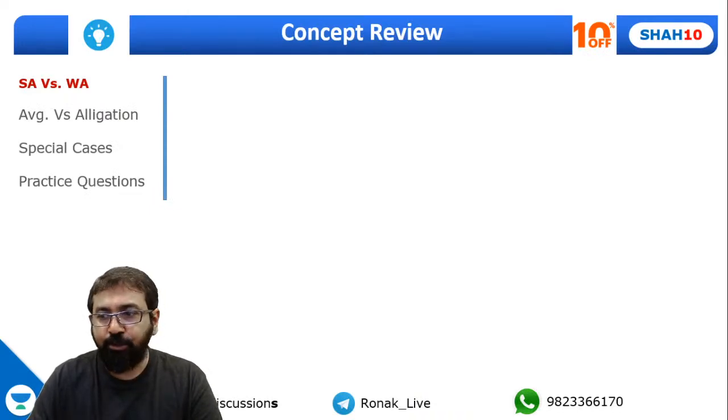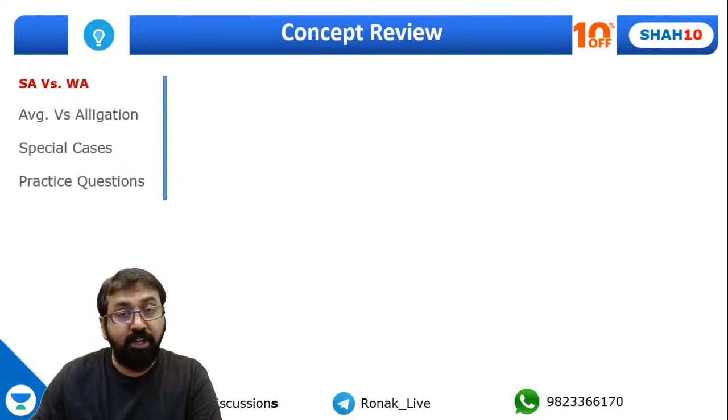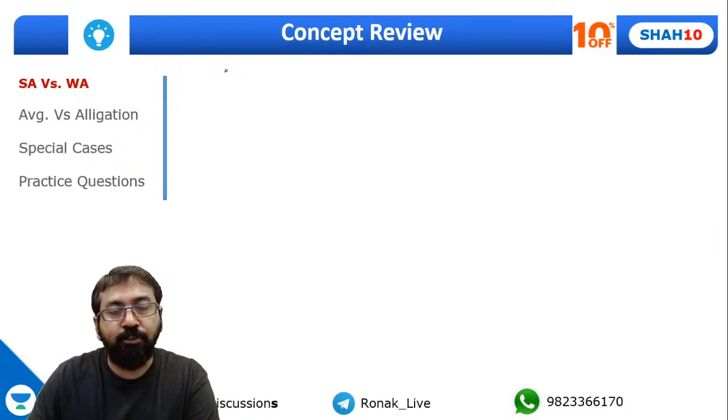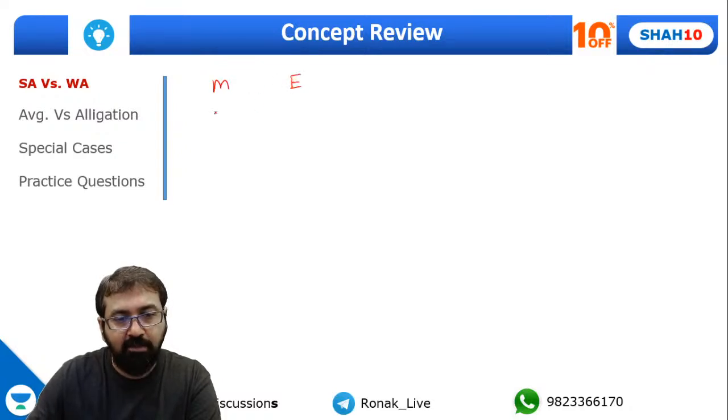So guys, let's crack it and let's begin. The first thing that we need to understand is the difference between simple average and compound average, and weighted average rather. So guys, let's take one example. Suppose you appeared for an exam of two subjects, say maths and English. In maths, you got 80 marks out of 100. In English, you got 90 marks out of 100.